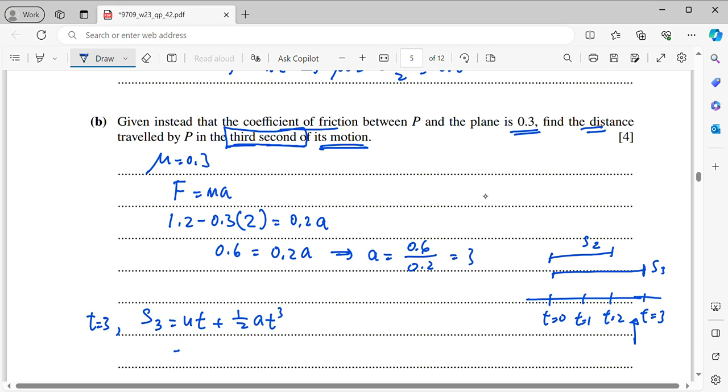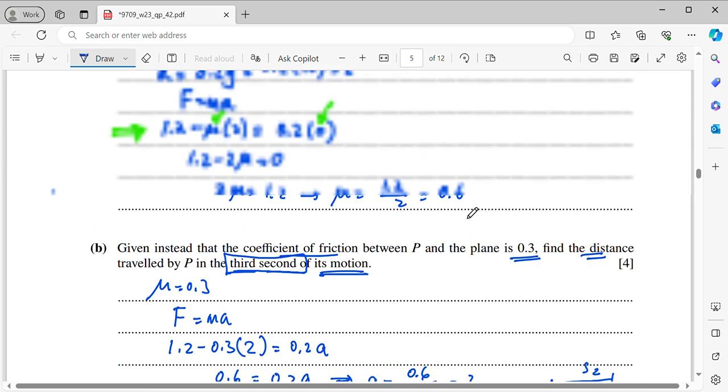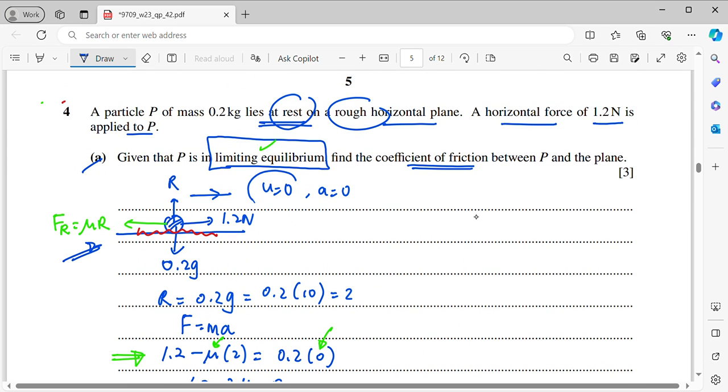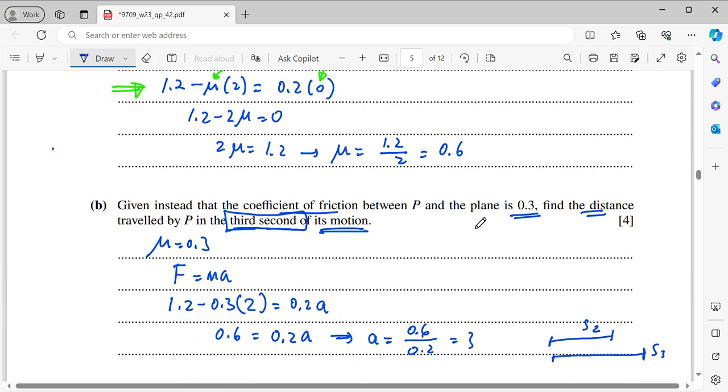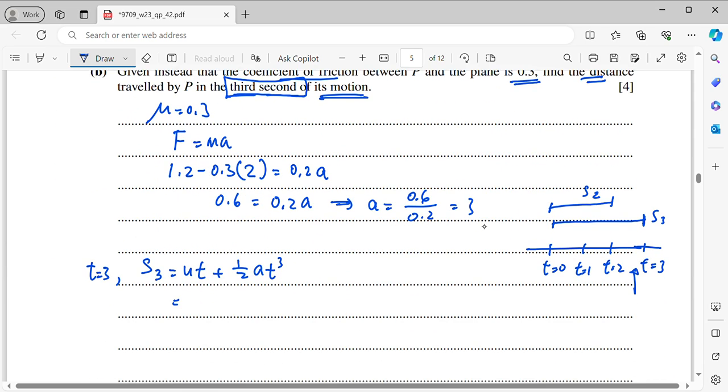Initially u is 0, so u equals 0 here. Then t is replaced by 3, plus half a, where a is already found to be 3, then t is also 3, so 3 squared. From here you will get 27 over 2, which is 13.5 meters.